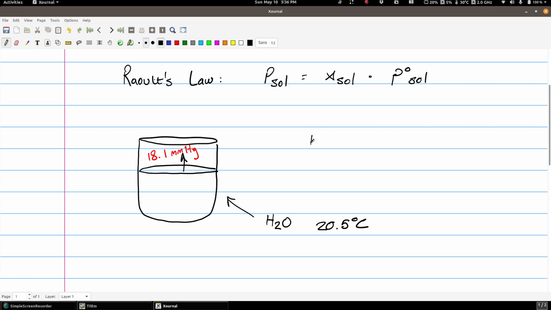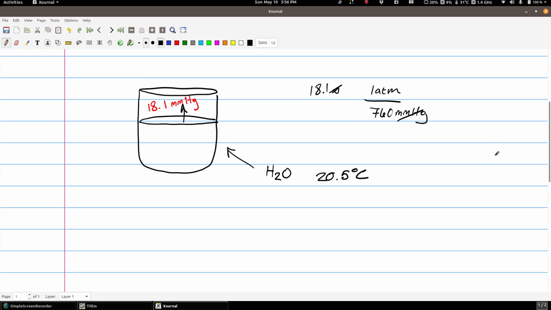If you remember, 18.1 times 1 atmosphere divided by 760 millimeters of mercury, and you would cancel that. That's going to be a pretty small number, less than 0.1. So that shows you that it's not a lot of pressure at this temperature.